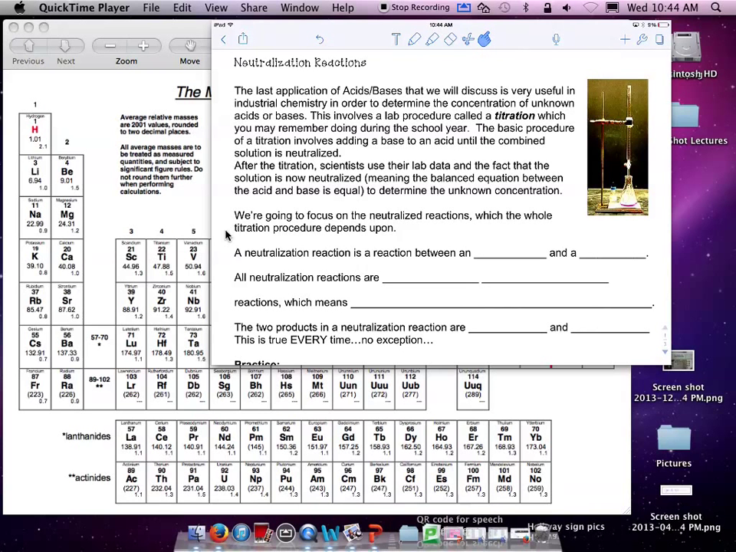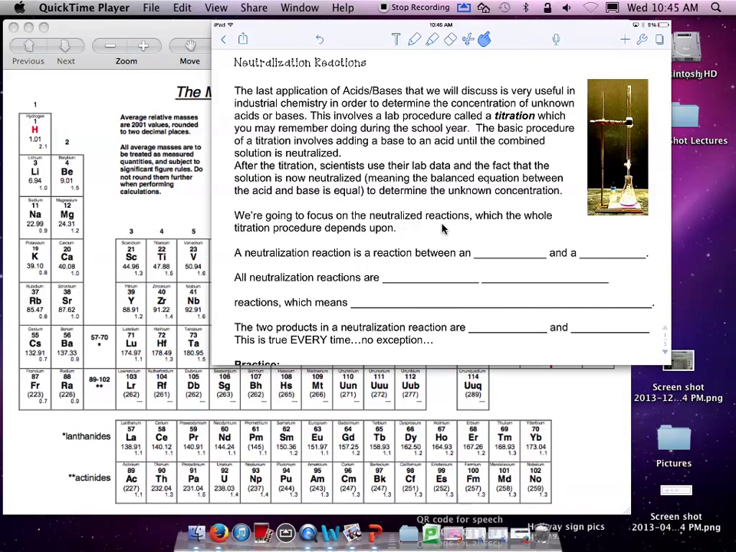All right, our topic for today is something called neutralization reactions. This is another application of acids and bases. The reason we're talking about neutralization reactions is because this is what you need to understand in order to do something called a titration. A titration is where you take an acid and a base and mix them together, and that solution gets neutralized. But then at the end of that titration, you can use the data to figure out the unknown concentration. So that's where we're leading to.